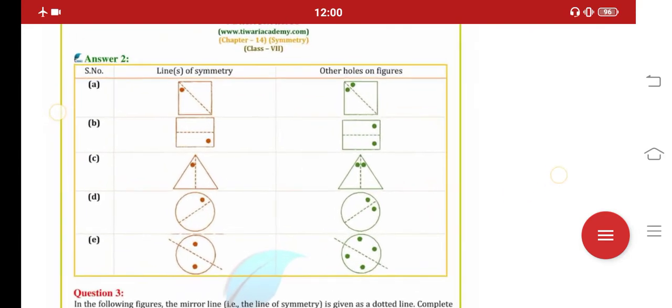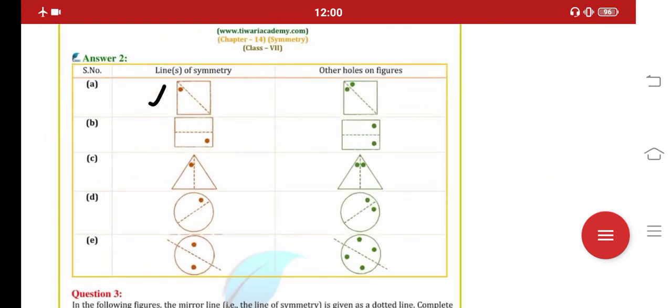See here, this is question number 2. First hole is this side, so the second hole will be this side. It means one half will cover the other half completely. Now second also, if the first hole is this side, the second hole is just opposite on the other side. Now the third one also, if one is on the left side, then the other hole will be on the right side. See here in the diagram it is given. Again, if in a circle one hole is on the upside, then another hole will be on the downside.